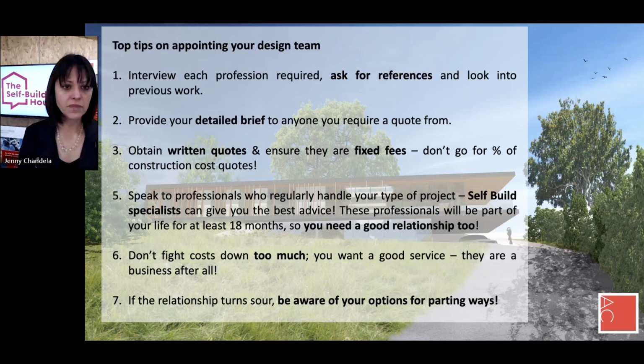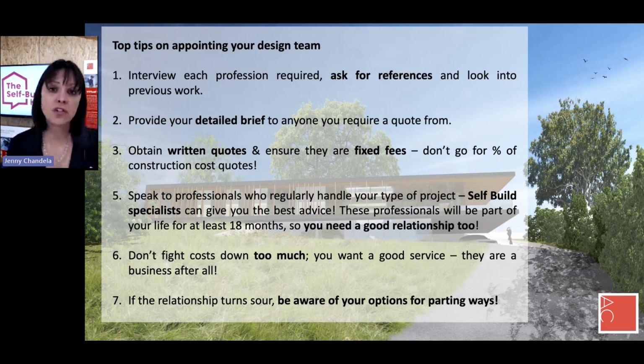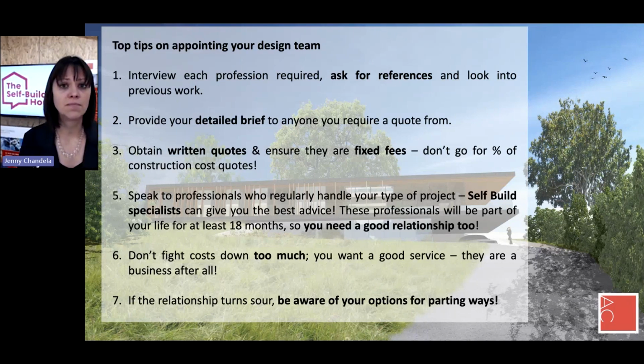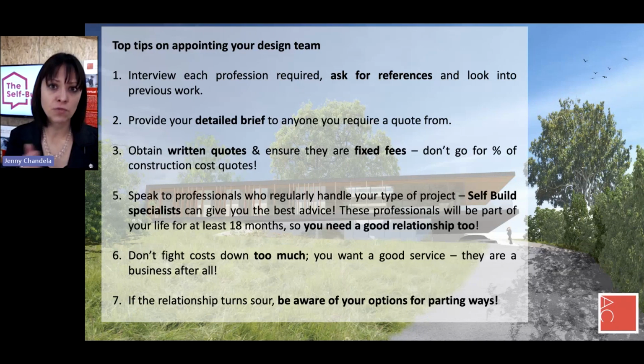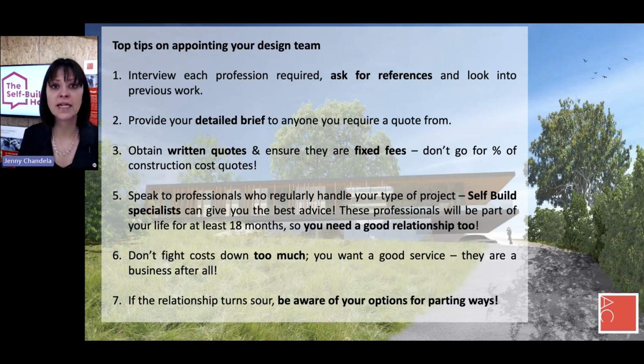So when you're going out and looking for professionals, make sure you're asking for references. Make sure you have that detailed brief with you to talk to your potential professionals on your design team. Get written quotes so that you always have something to go back and reference, and you can compare and contrast the quotations and proposals you're getting.